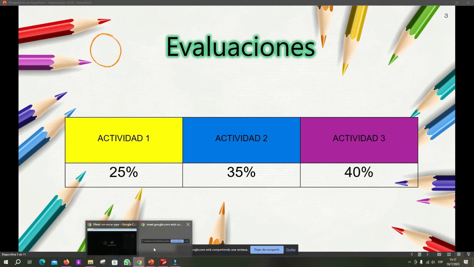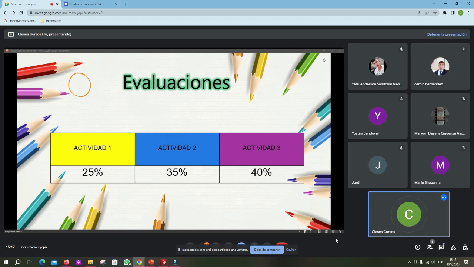Okay, so can you see the screen that I'm sharing? Yes? There you have it, evaluations. Can you see that? Okay, nice, Mr. Romin.